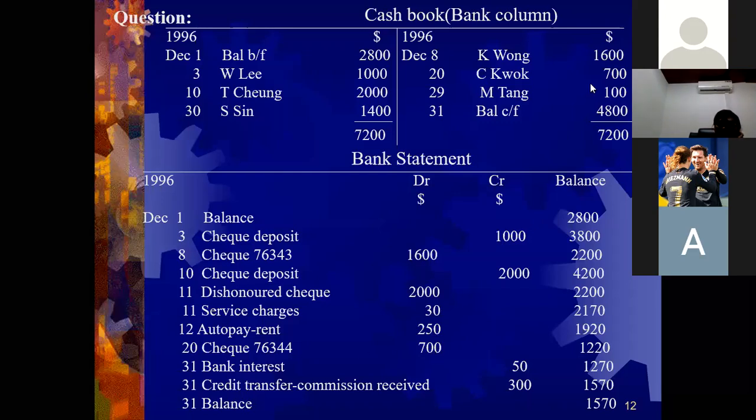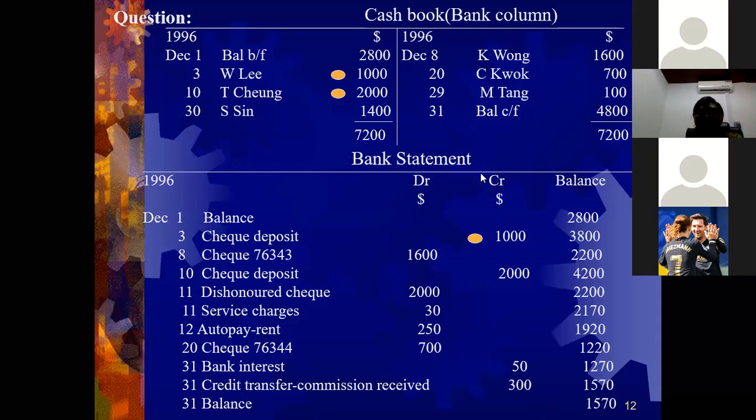700, is it there? Yes, madam. Okay, so we are done with that one. Then we come to the credit side of the bank statement. 1,000, is it there? Yes. 2,000, is it there? Yes, madam. Bank interest 50, is it there? No, madam. Credit transferred, commission, is it there? No, madam. Okay, so you would realize that we have identified all the informational differences.